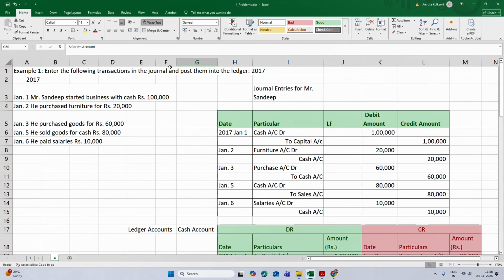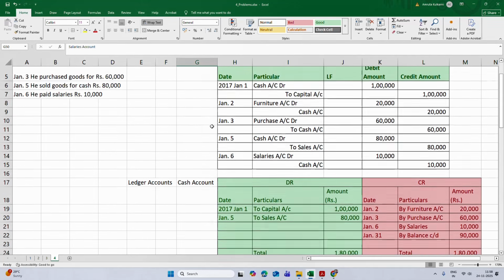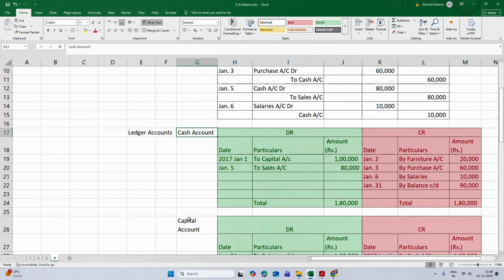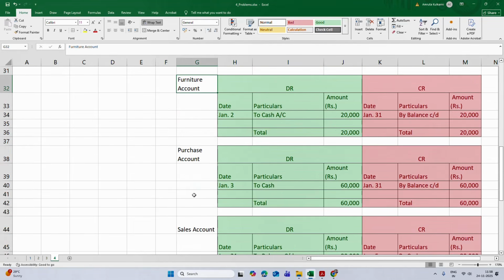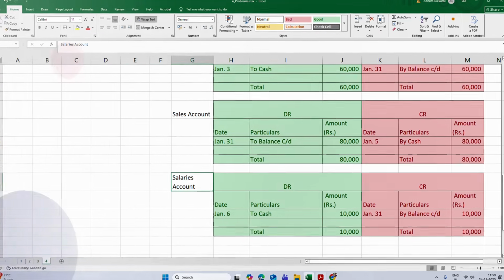So you have to create journal entries as well as post them into ledger accounts. So one journal account here and 1, 2, 3, 4, 5 and 6 ledger accounts you have to create for this particular question. I hope you have understood how to create ledger accounts from the journal entries. If you have any doubt, let me know in the comment box. We'll be happy to help you.